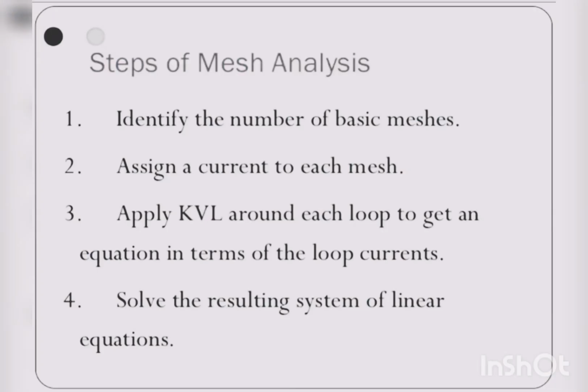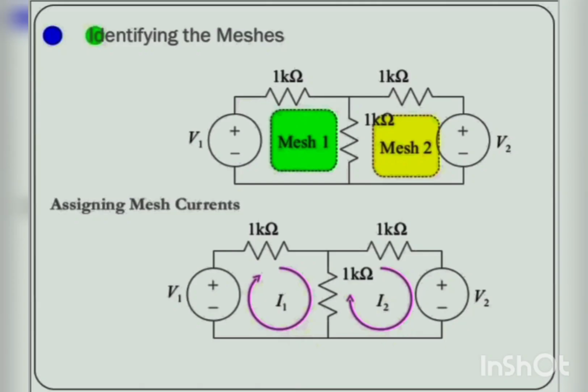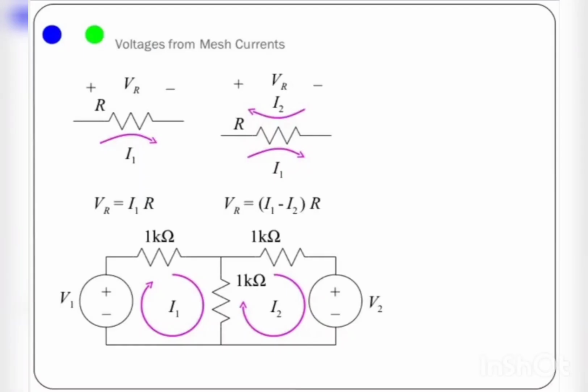Steps of mesh analysis: identify the number of basic meshes, assign a current to each mesh, apply KVL around each loop to get an equation in terms of loop currents, and solve the resulting linear equations. First, identify the meshes in the given circuit. Then assign the mesh currents. Mesh 1 is I1 and mesh 2 is I2, and we need to find the voltage of these meshes and apply it to the circuit.